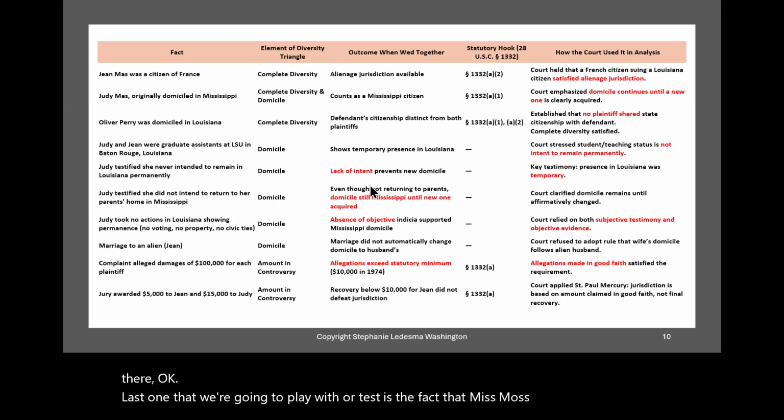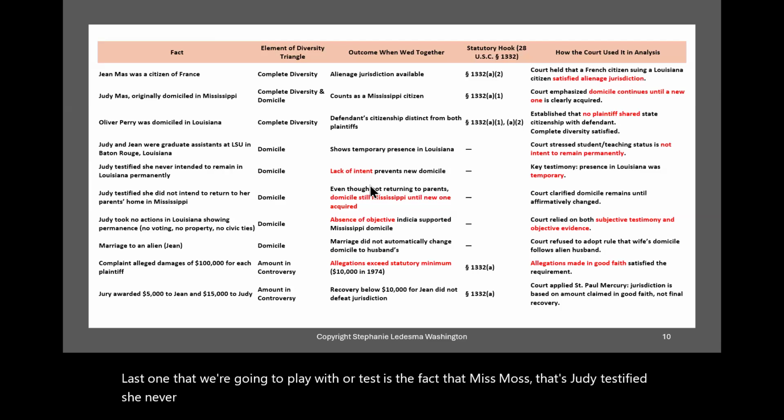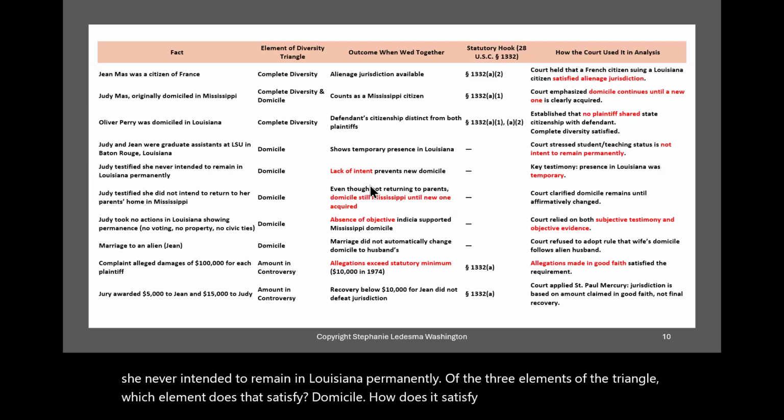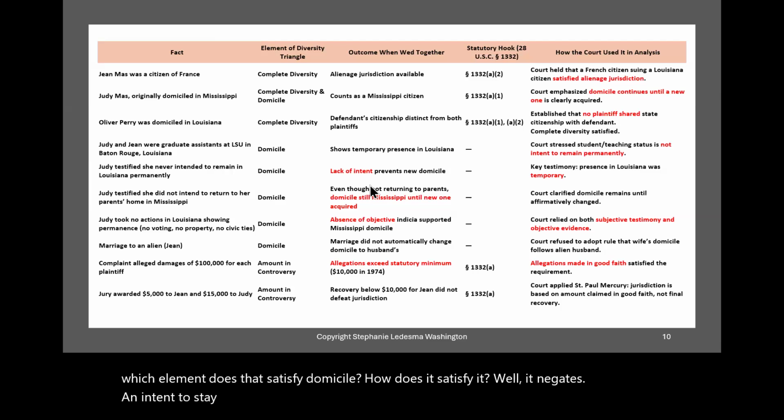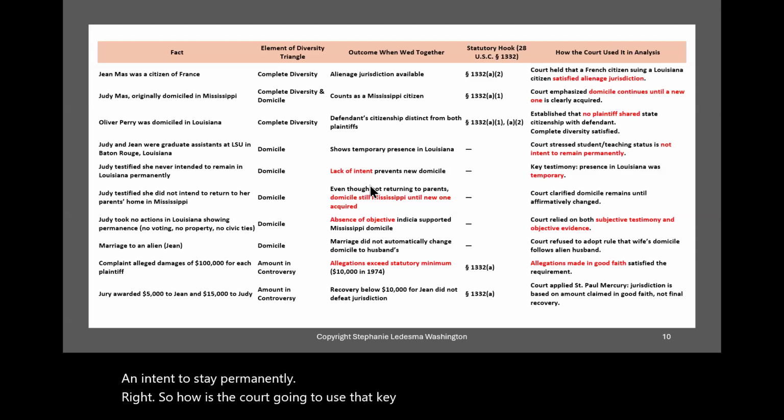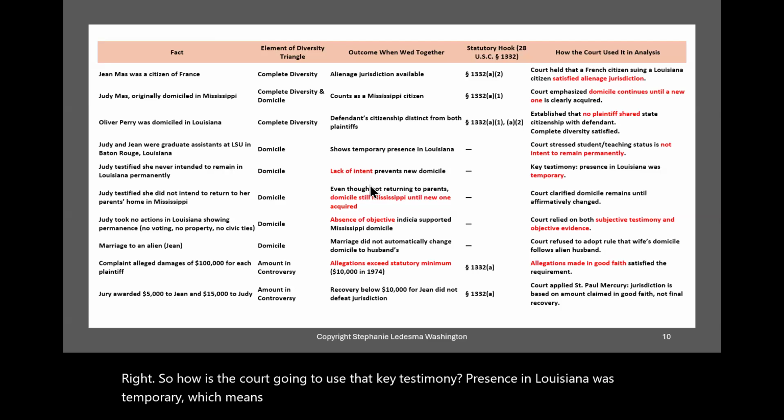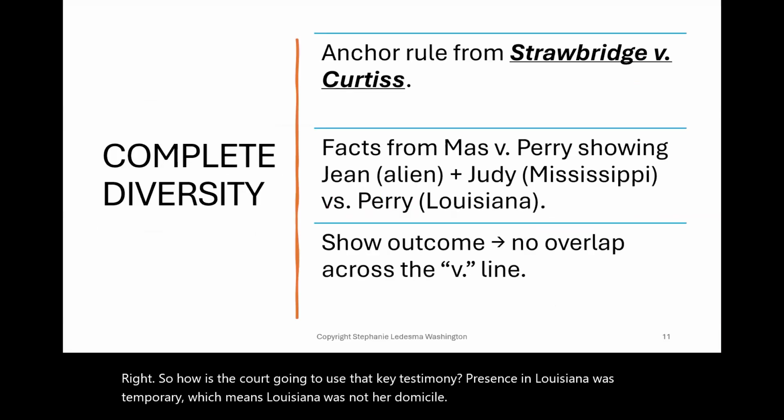Okay. Last one that we're going to play with or test is the fact that Miss Moss, that's Judy, testified she never intended to remain in Louisiana permanently. Of the 3 elements of the triangle, which element does that satisfy? Domicile. How does it satisfy it? Well, it negates an intent to stay permanently, right? So how is the court going to use that? Key testimony: presence in Louisiana was temporary, which means Louisiana was not her domicile. See, putting it all together is really pretty easy.